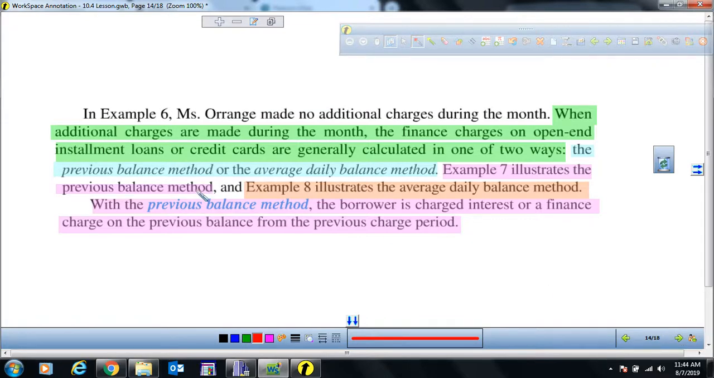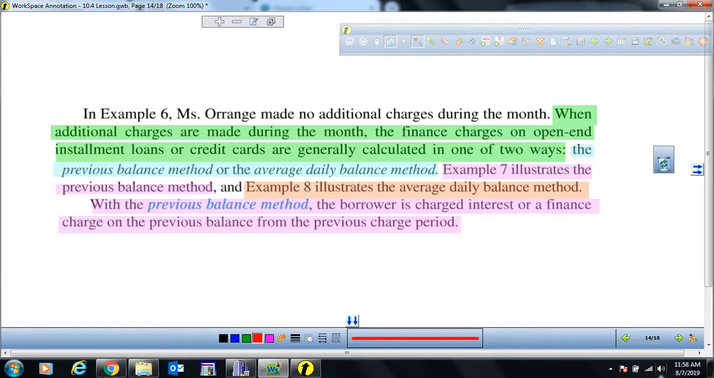In example 6, Mrs. Orange made no additional charges. So we're going to probably continue for the next one with this problem. In example 6, Mrs. Orange made no additional charges during the month. When additional charges are made during the month, the finance charges on open-end installment loans or credit cards are generally calculated in one of two ways: the previous balance method or the average daily balance method. In example 7, we illustrate the previous balance method. Example 8 illustrates the average daily balance method.